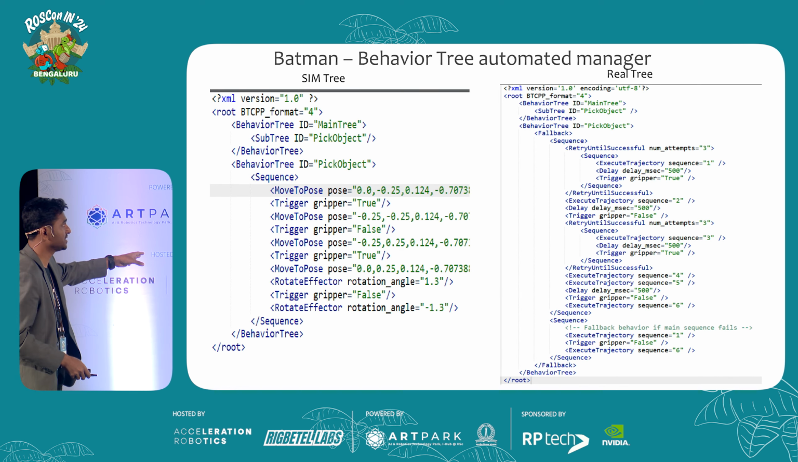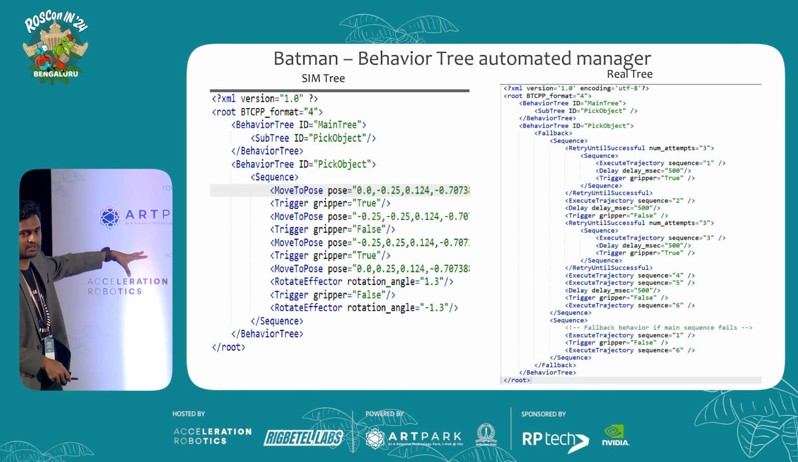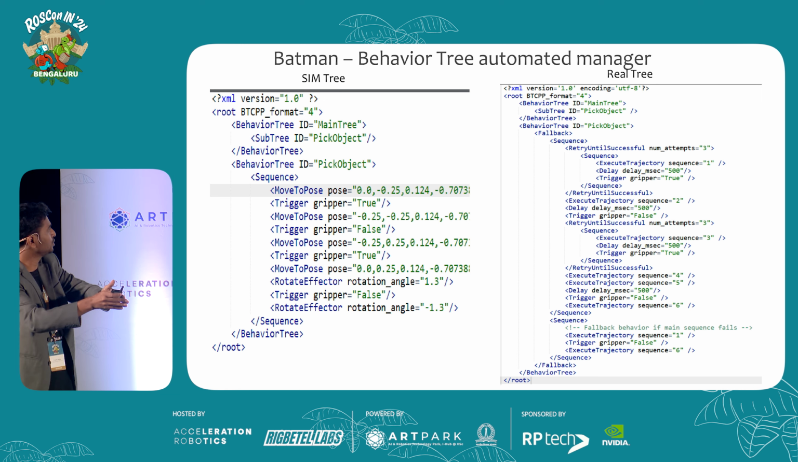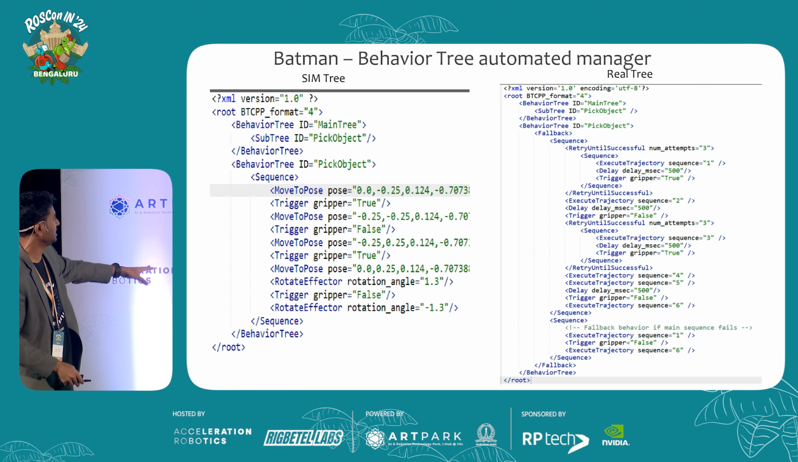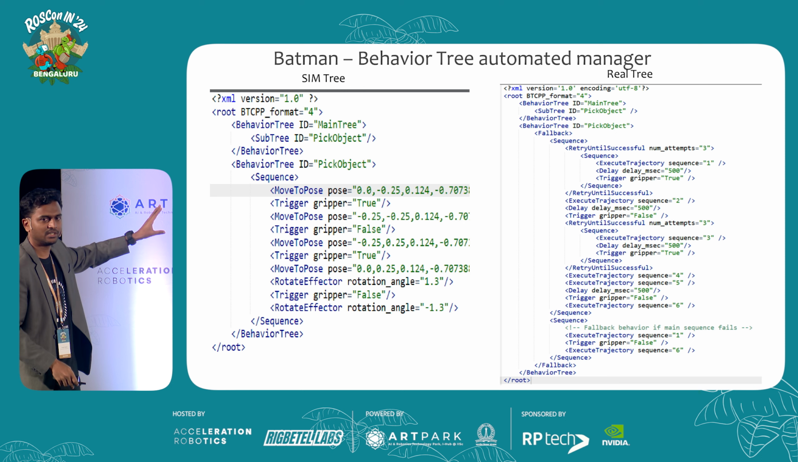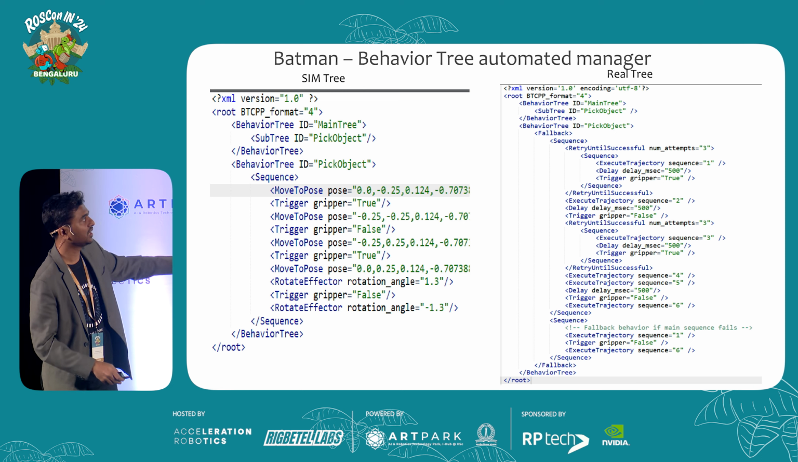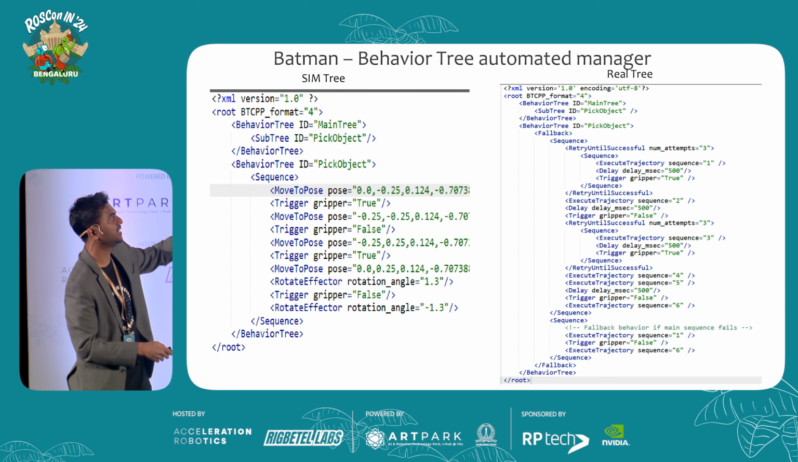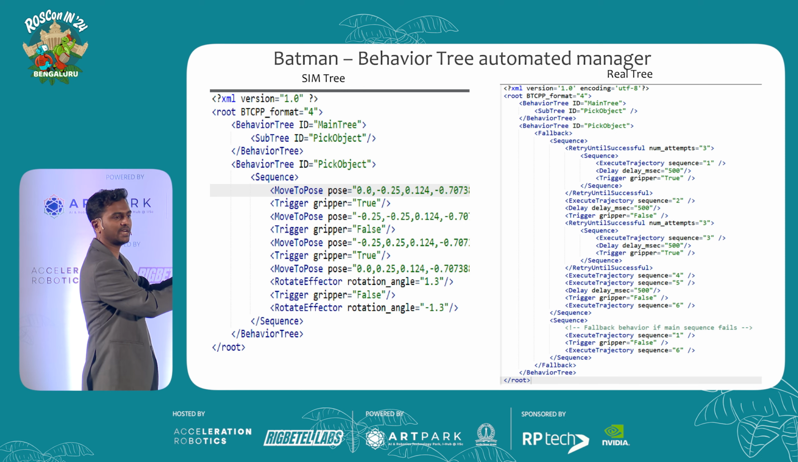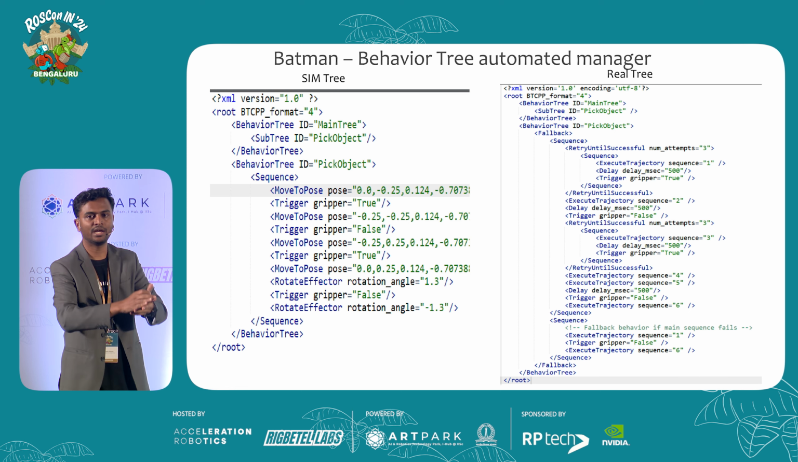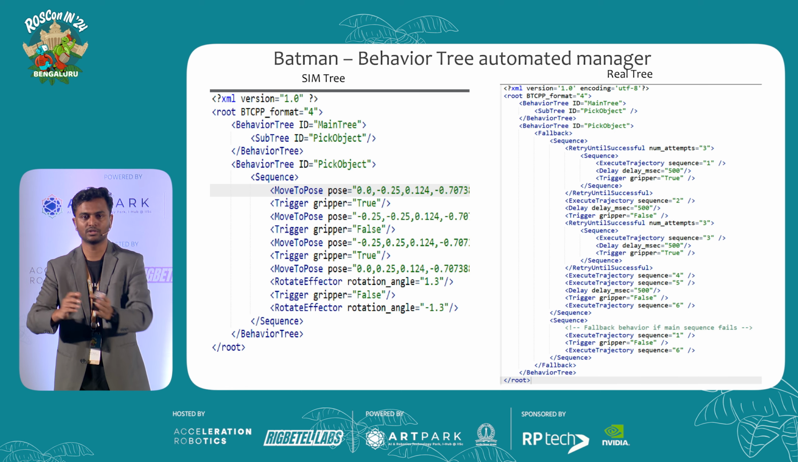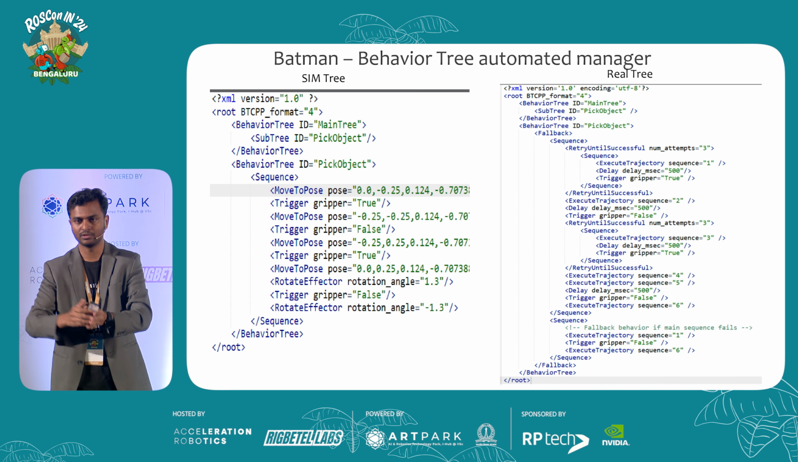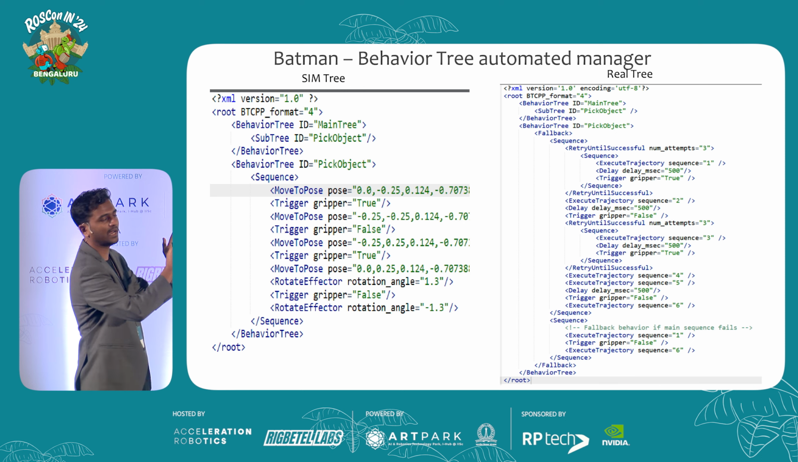For example, on the left side, this is the behavior tree in the simulation where you need to go to a pose, switch on the gripper, go to another pose, switch off the gripper, and rotate. This is the tree that is run in simulation. Now, what our script does is go through this and map the simulated action to the real-world action. For movement, you have a piece of code written, and for the pour action, you have a piece of execution code written. It maps to that.